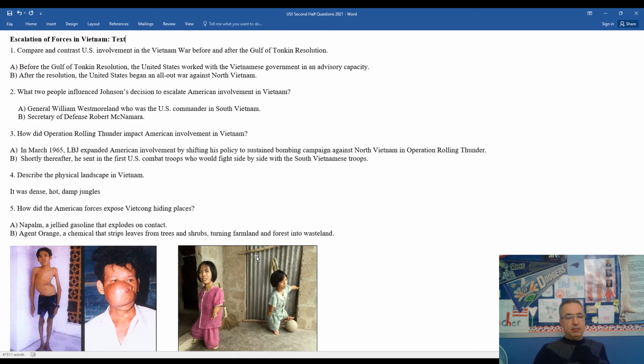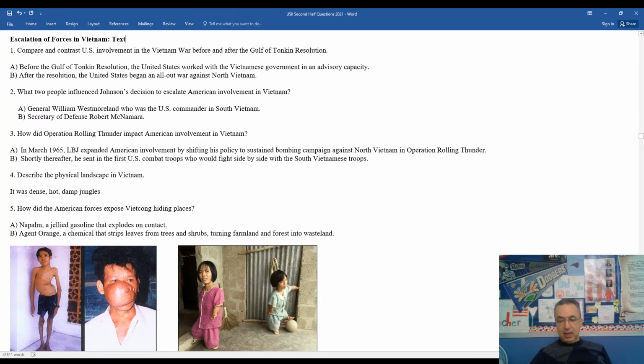One of the biggest challenges for the United States fighting in Vietnam was the dense, hot, damp jungles. And as a result, the North Vietnamese and the Viet Cong were able to hide constantly, and it was very difficult for the United States to target and find the enemy. So they had two different substances they were going to use to destroy the foliage and expose the Vietnamese hiding places. They used napalm, which is a jellied gasoline that exploded on contact, as well as Agent Orange, a chemical that strips leaves from trees and shrubs, turning farmland and forest into a vast wasteland.